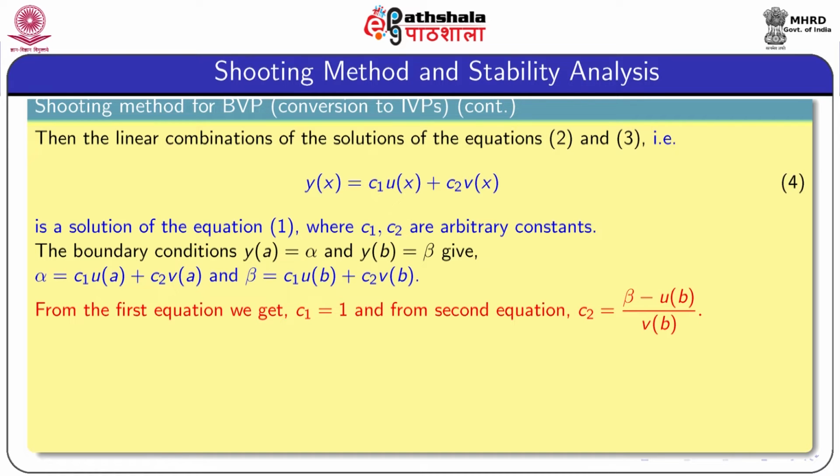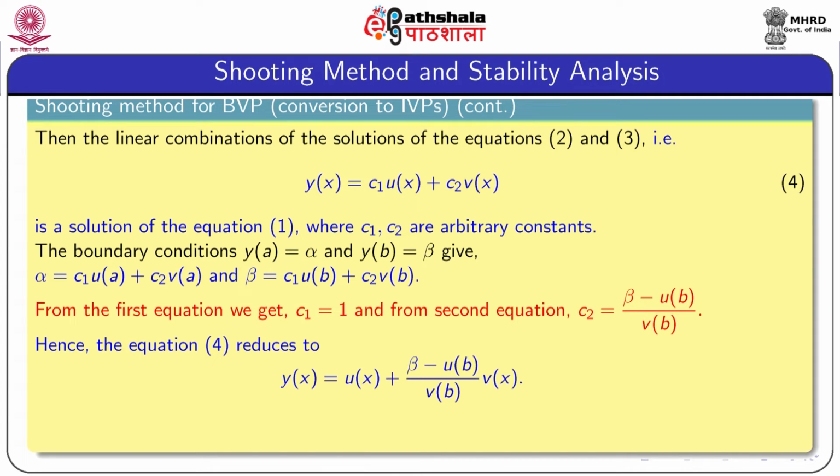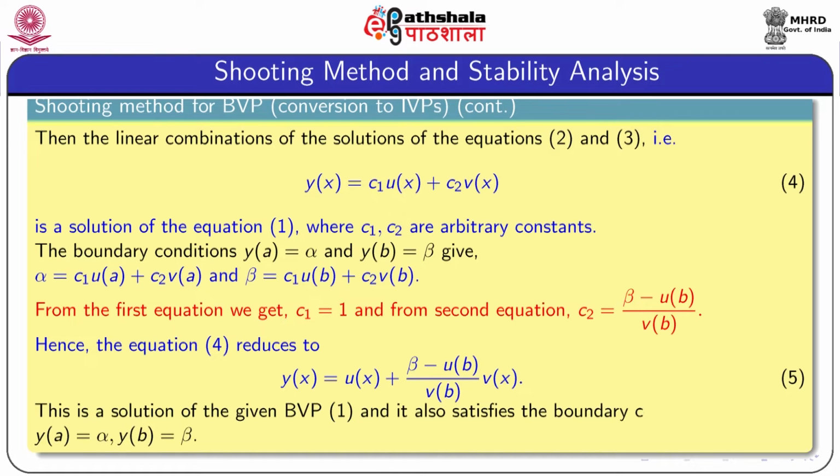So, this is the important result to get the combined result for the given boundary value problem. Thus, equation 4 finally reduces to y(x) equal to u(x) plus (beta minus u(b)) divided by v(b) into v(x). So, equation 5 gives the value of y when u and v are given. This is a solution of the given boundary value problem and it also satisfies the boundary conditions y(a) equal to alpha and y(b) equal to beta.